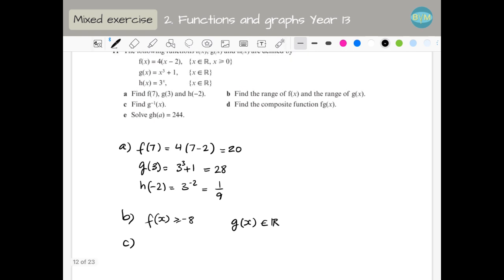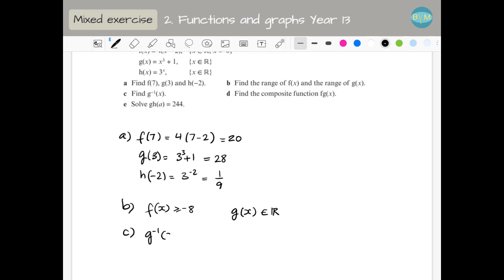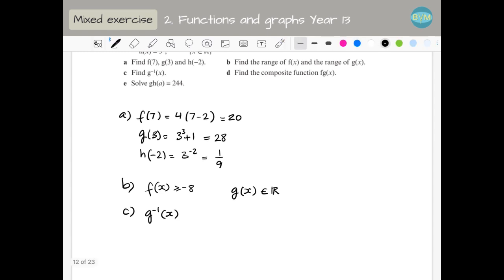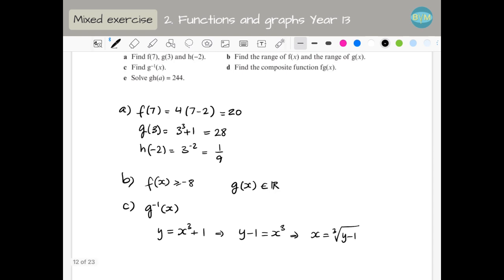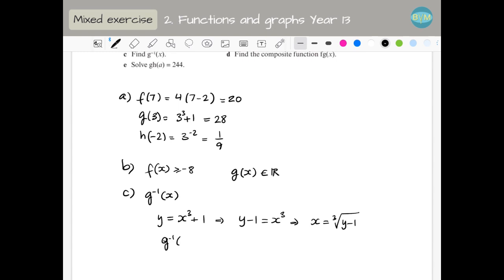For c, we have to find g minus 1 of x. Remember, to find g minus 1, I'm going to go to g(x) and make x the subject. So we have y is x cubed plus 1. I'm going to do the cube root, and x is going to be, I'm just swapping the order, the cube root of y minus 1. And I'm going to call x g minus 1, and I'm going to call the y x again. So once I have made x the subject, I'm going to call this g minus 1 of x. So this is the function.